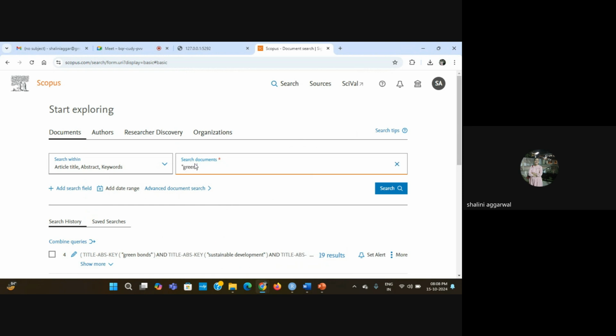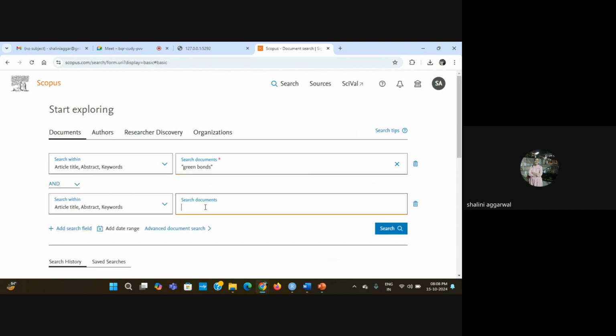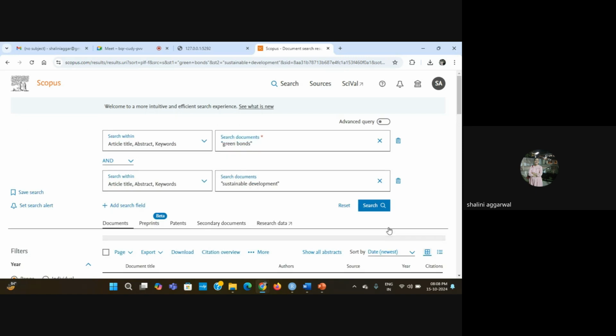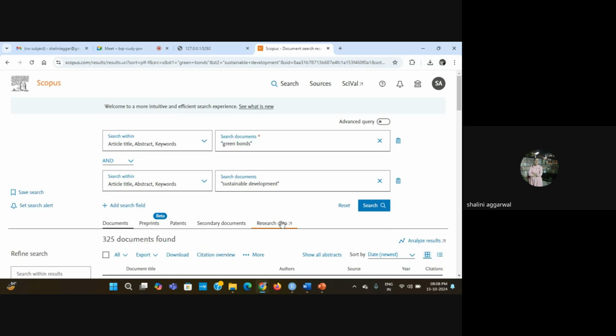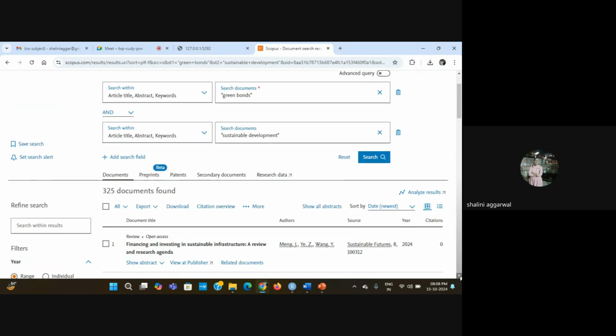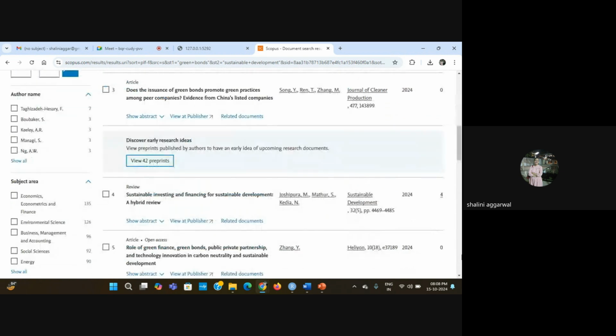Let's say this is the green bonds. The keywords is important, right? I'm just doing a shortcut. I'm using a shortcut for this. Sustainable development. Click on to the search here. So how many documents? 325. So 325 for doing the bibliometric is a good number. So we can do that. We can take all of them. We do not need to use all these limit to and all that.